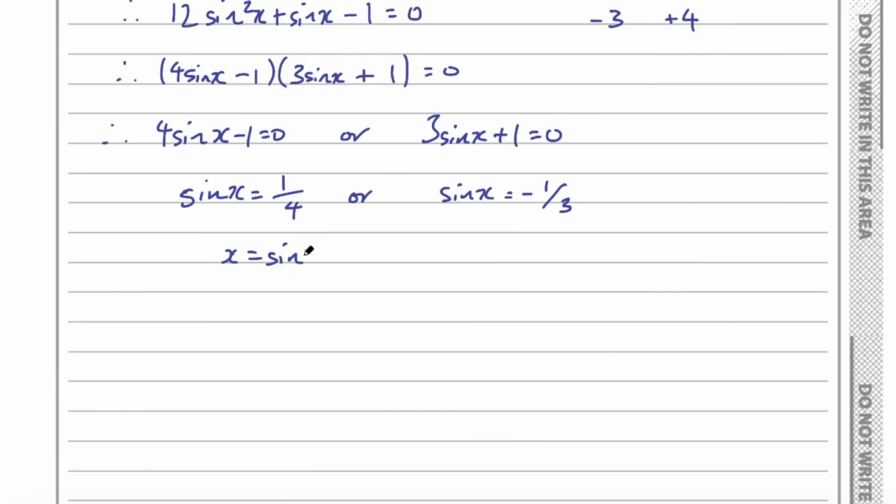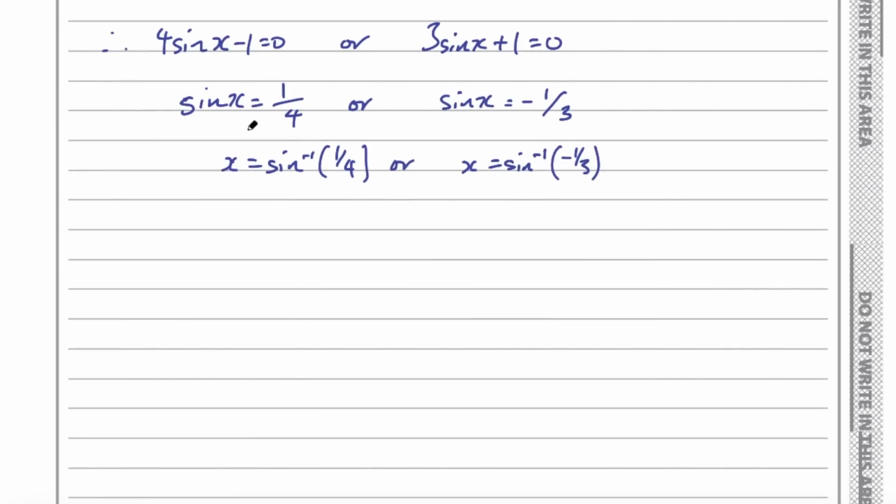So writing this all out, or x equals the inverse sine of minus a third. Now we need to firstly do some interpretations.